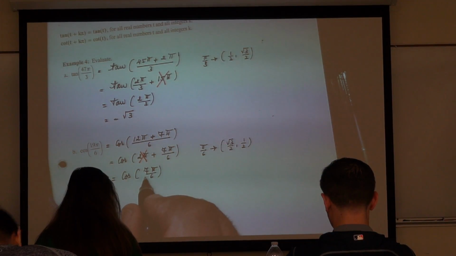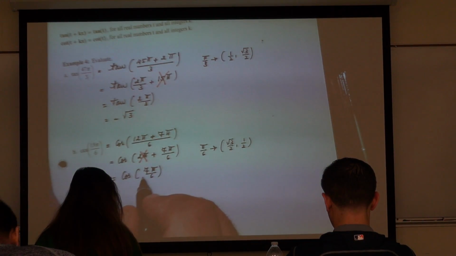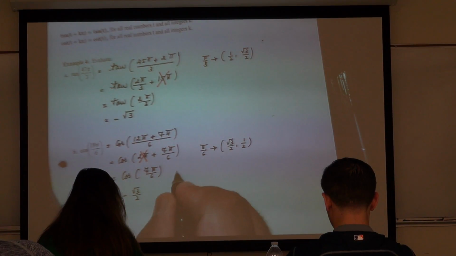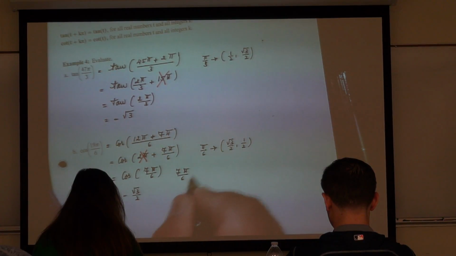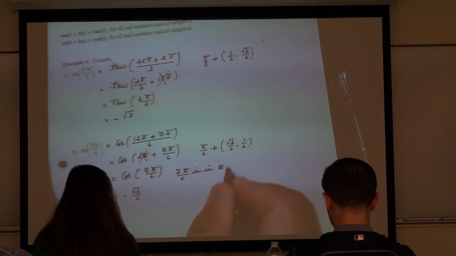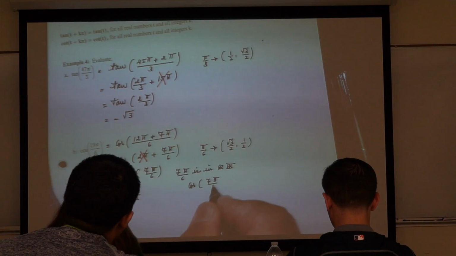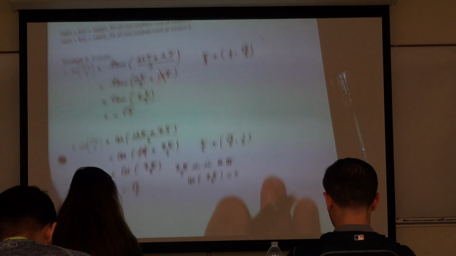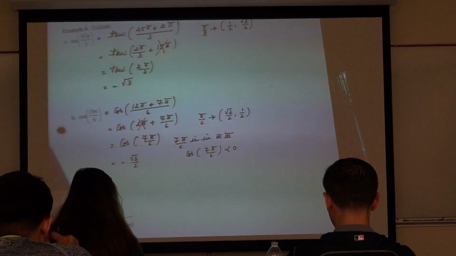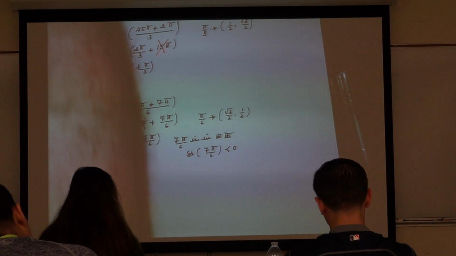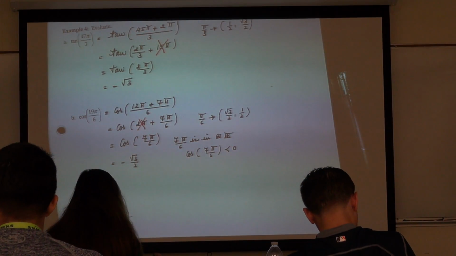But the 7 pi over 6 is in which quadrant? Quadrant 3. So in quadrant 3, what is cosine? Negative. So this will be negative square root of 3 over 2. 7 pi over 6 is in quadrant 3. So cosine of 7 pi over 6 is negative. You don't be shy when you're trying to explain, okay? Write it down.